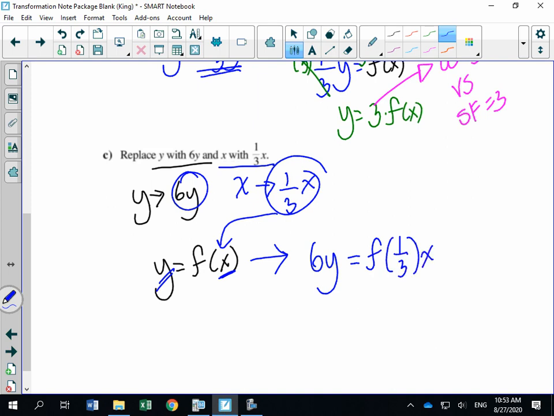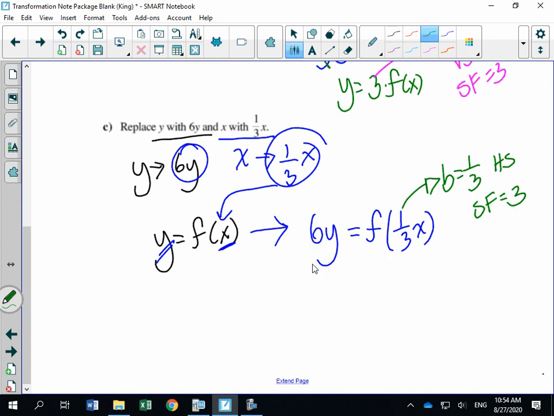Oops, sorry, that x should be within the function f. Take the x out and put 1/3 x in. Okay, so students right away can look at this and say, that's my B value. My B value is equal to 1/3. My B value is my horizontal stretch, and my stretch factor is the reciprocal of my B value, so it's going to be 3.